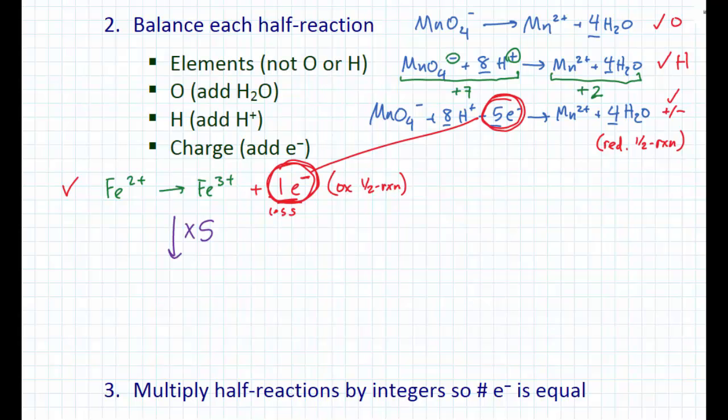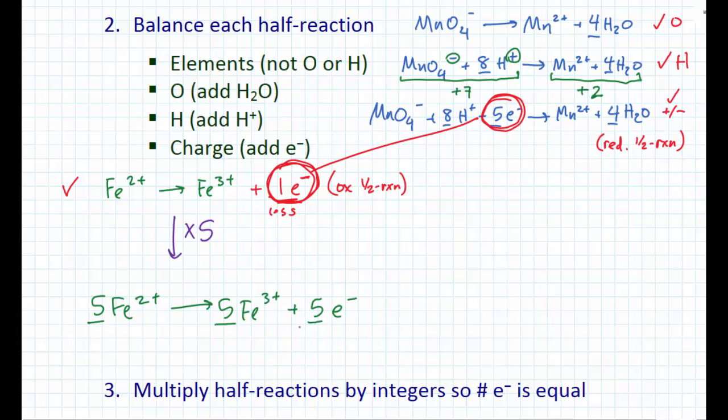So that is now 5 Fe2+ makes 5 Fe3+ and 5 electrons. Now they match.